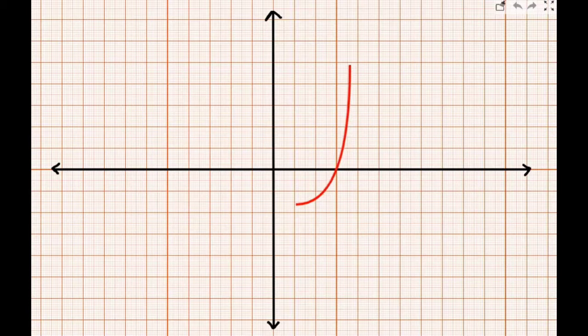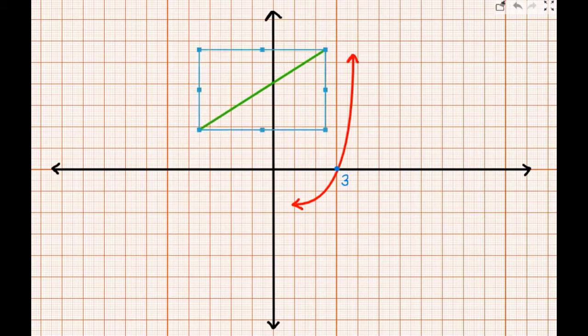Let's say a certain function's graph intersects the x-axis somewhere here at 3. So we would say that the x-intercept for this function is 3. Similarly, let's say there is another function, a linear function. It intersects the y-axis at a certain point, at 4. We would say that the y-intercept for this function is 4.